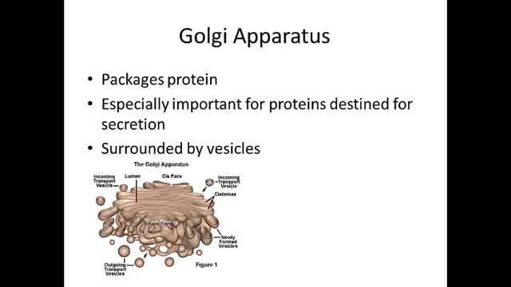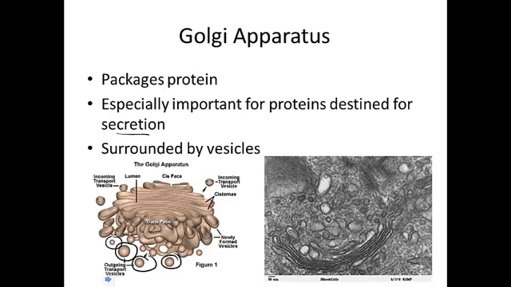Next we have the Golgi apparatus, which is responsible for packaging the protein. So this is especially important for those proteins that are going to leave the cell and be secreted. And those proteins get surrounded by a vesicle. These are vesicles. So you'll find lots of vesicles around the Golgi apparatus. Oh, by the way, sometimes it's called Golgi apparatus, sometimes Golgi body, sometimes Golgi complex. It's all the same thing, and that's one of the reasons why you love biology. There's a micrograph of the Golgi apparatus.